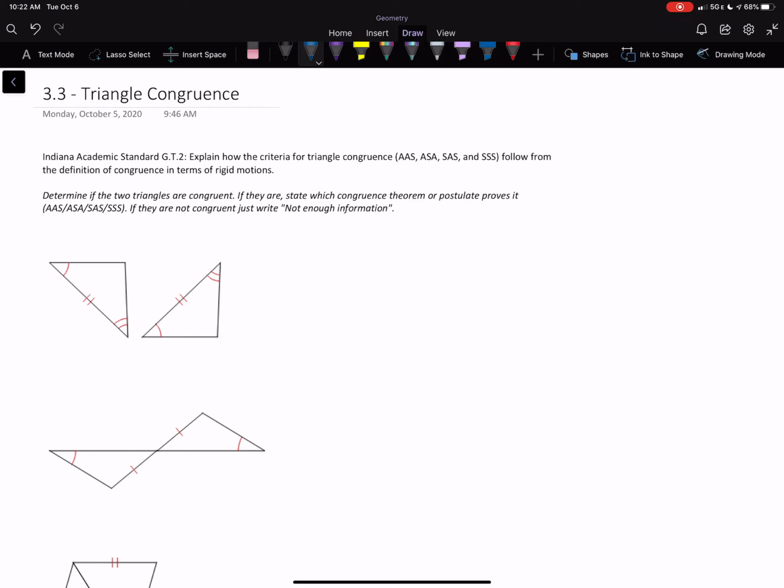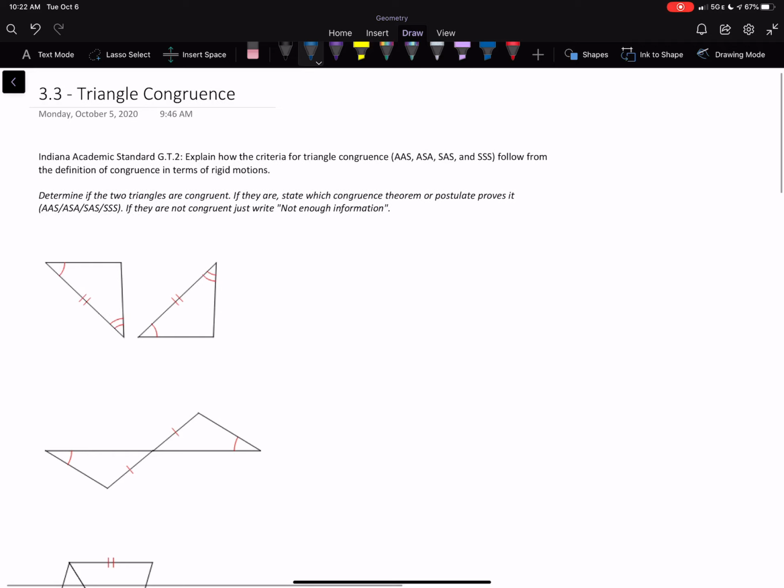All right, so today we're going to talk about triangle congruence and talk a little bit about this Indiana academic standard for triangle congruence, which states that we're going to use the four methods here. And then I want to point out just a little bit, it says, explain how the criteria for triangle congruence follow from the definition of congruence in terms of rigid motions. Well, that is crazy town.